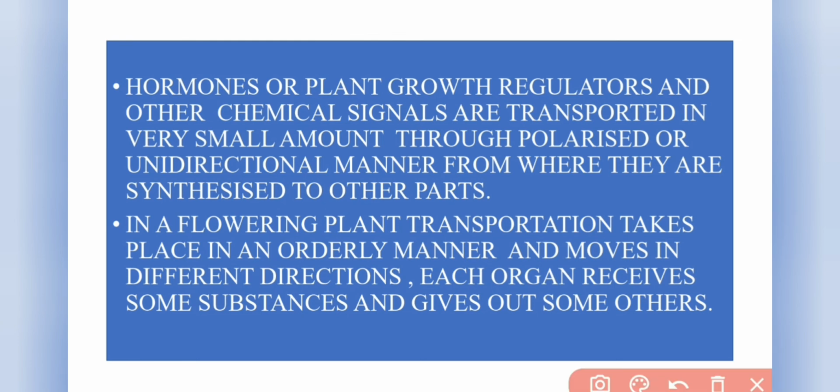And then hormones or plant growth regulators, such as auxins, gibberellins and others, and other chemical signals are transported in very small amounts in a polarized or unidirectional manner, that means in one direction, from where they are synthesized to other parts of the plant.